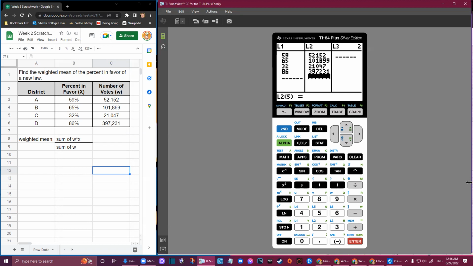For this formula for weighted mean, I need to know what the X's in column 1 times the weights in column 2 are. And to do that, I'm going to use a list feature. I'm moving over to list 3. I'm going to go up to the list name so that L3 is highlighted, and I'm going to enter a formula. I want the values in L3 to be the value in L1, the X value, times the value in L2, the weight value. When I do that, it starts to fill that column in.